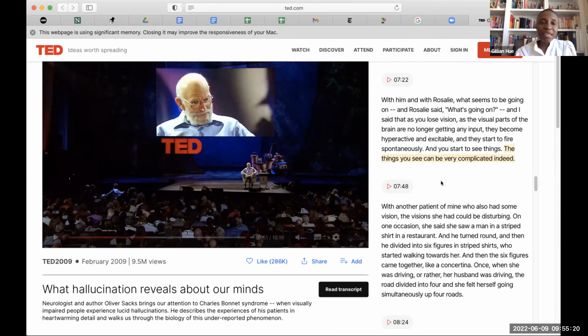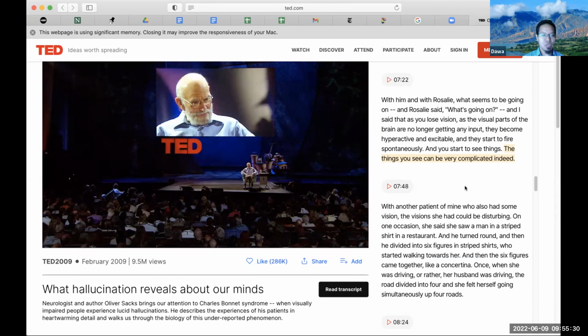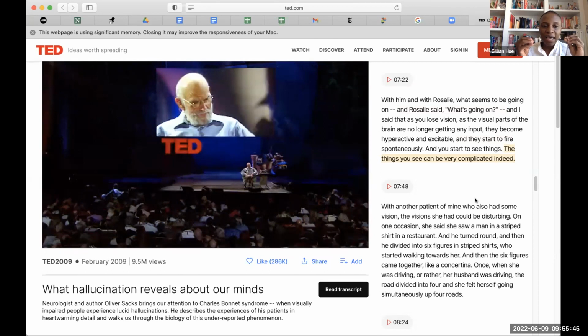Okay. So at the beginning of his talk, Oliver Sacks said, we see with the eyes what we also see with our brains. So here what's going on is the eyes or the sense organ isn't working very well, but the brain is still acting as if it is receiving input.